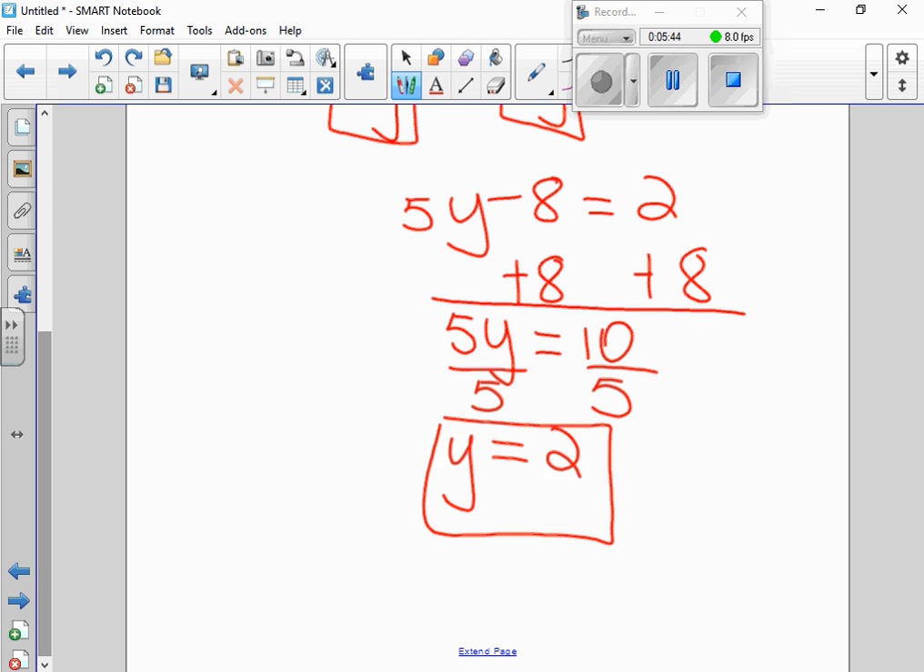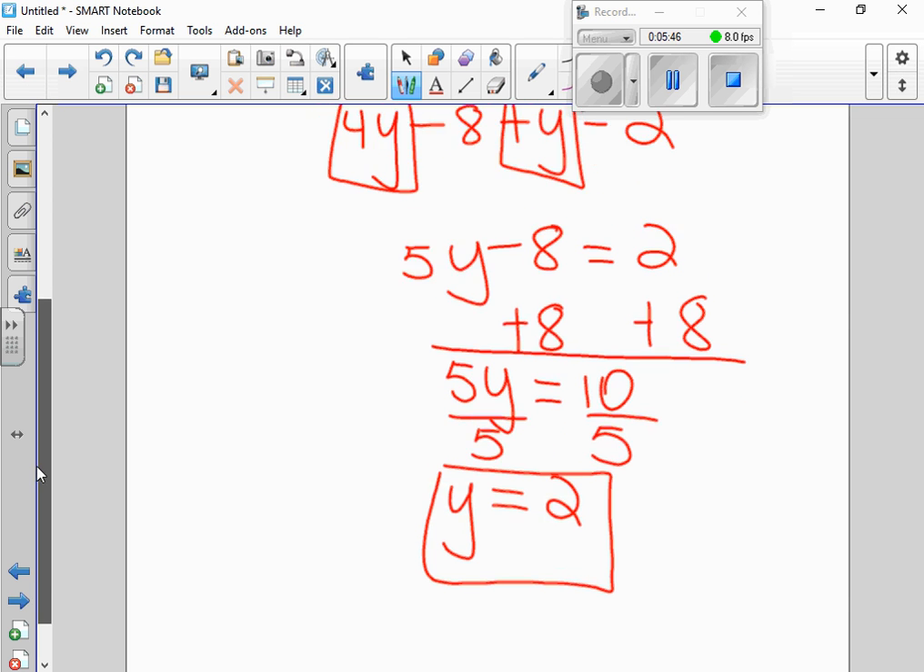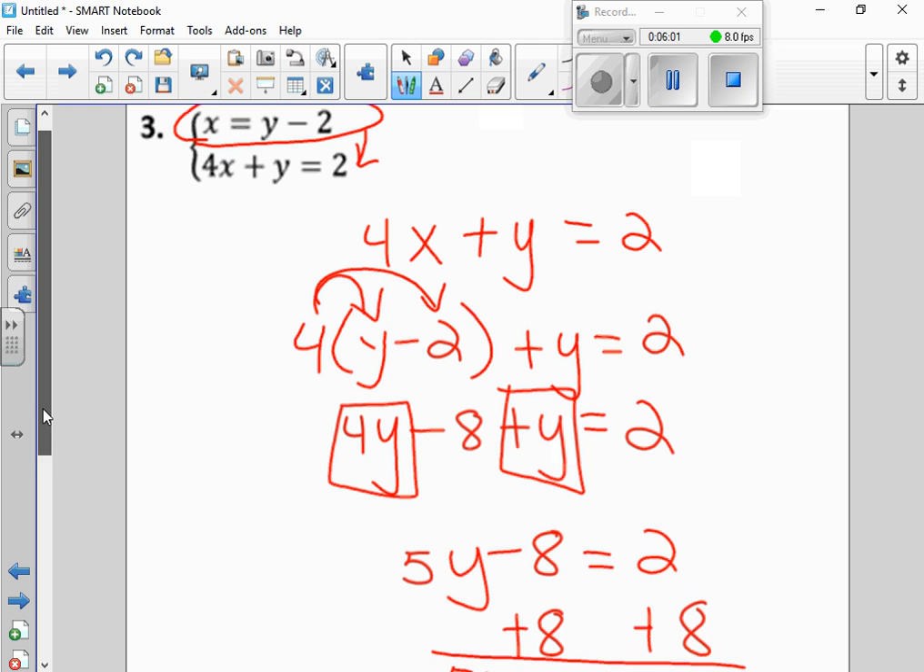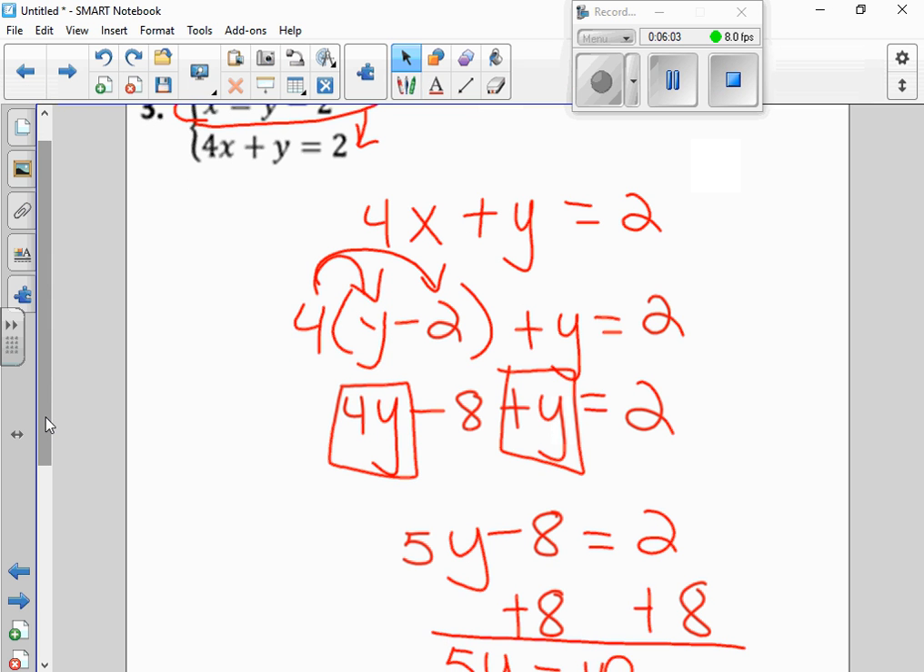Now that we have a value for y, we're going to take that and plug it into the first equation that we had to get your x value. So the first equation is x equals y minus 2. Let's do that. So I'm just going to erase this top half here.